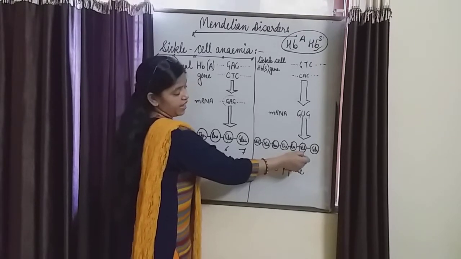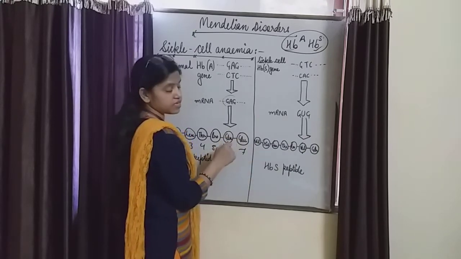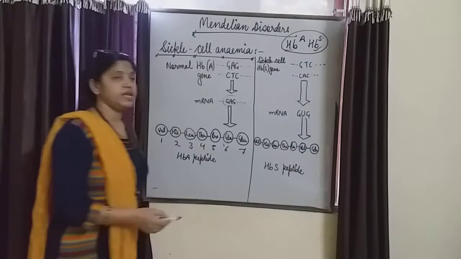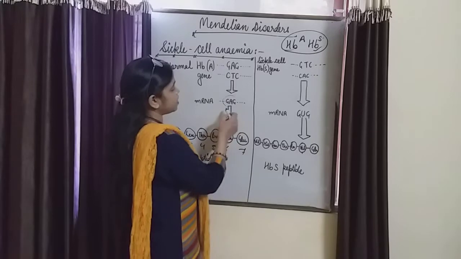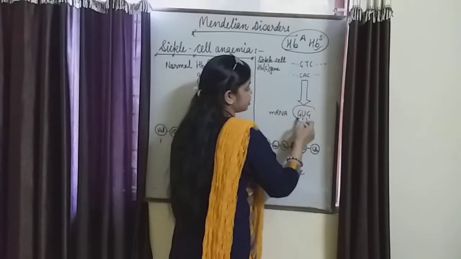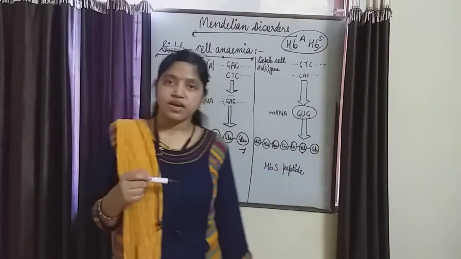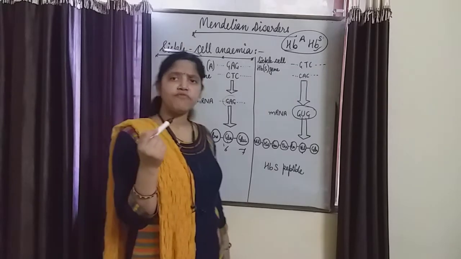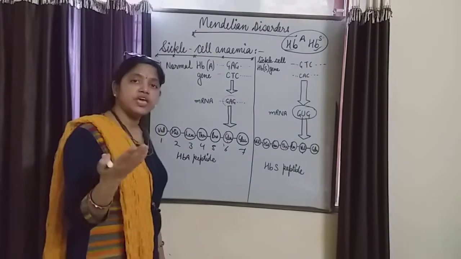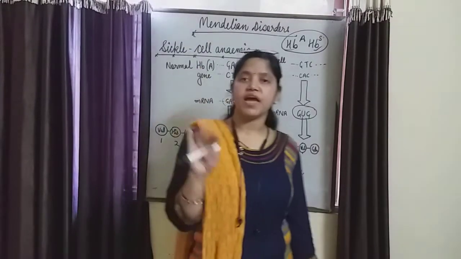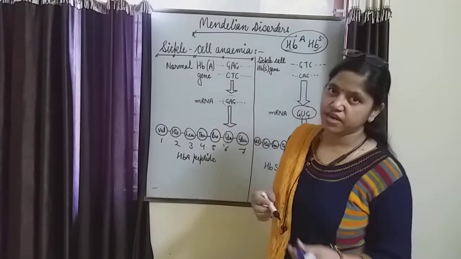This is the next amino acid, valine. In place of glutamic acid, whenever it is replaced by valine, the base pairing becomes GAG to GUG. That manipulation causes sickle cell anemia. In that condition, due to the lack of oxygen, the cell becomes sickle shaped, or its shape changes from the biconcave shape to the sickle cell. That is why it is known as sickle cell anemia, right?